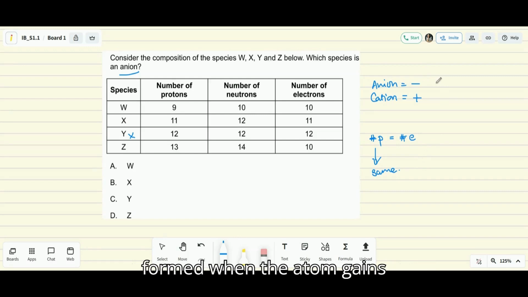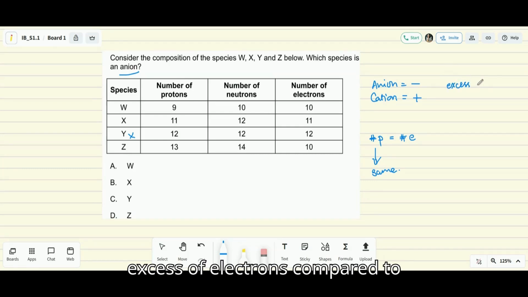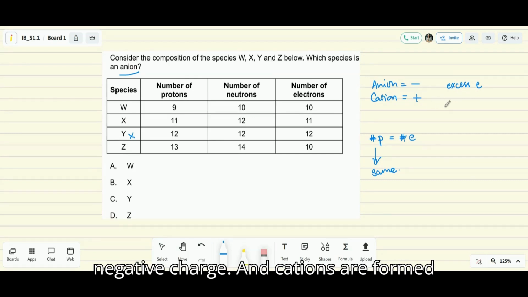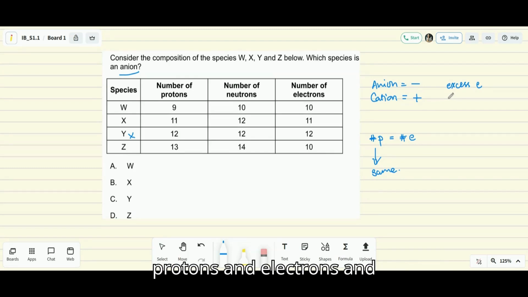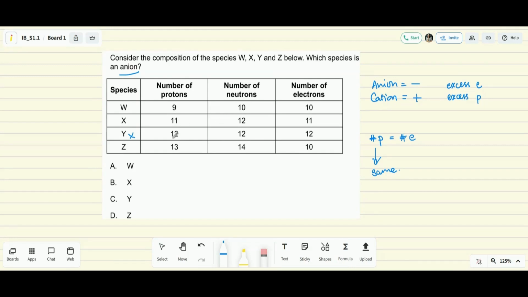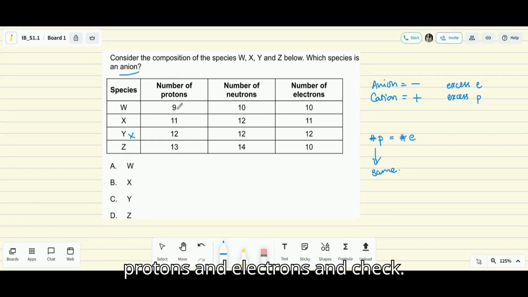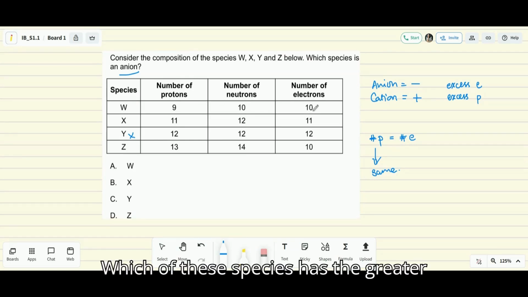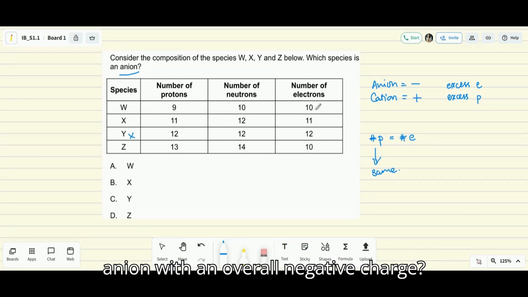Hence, anions are formed when the atom gains extra electrons, and so you have an excess of electrons compared to protons, and so there's an overall negative charge. And cations are formed when electrons are lost, so you have more protons than electrons, and you have an overall positive charge. So we need to compare the number of protons and electrons and check which of these species has the greater number of electrons so that it becomes an anion with an overall negative charge.